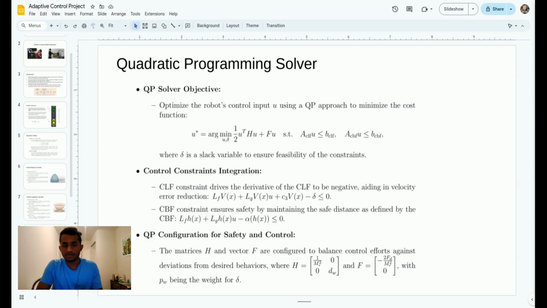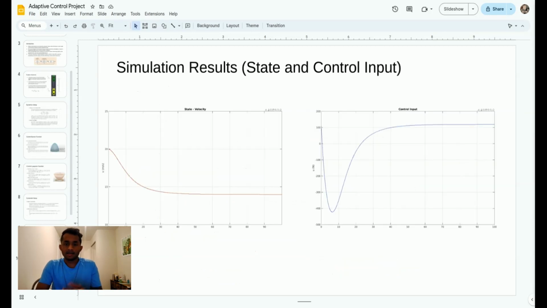Here you could see the simulation outputs of our result. As you can see, it started off with a pretty high velocity, and as time passes by, the velocity tends to stabilize. Whereas the control input exhibits an initial significant adjustment, followed by stabilization, which reflects the controller's response to rapidly align the robot state with safety and operational targets.